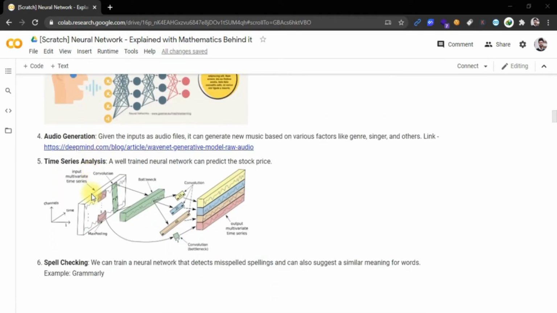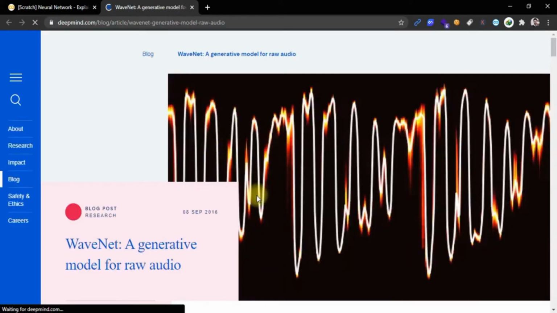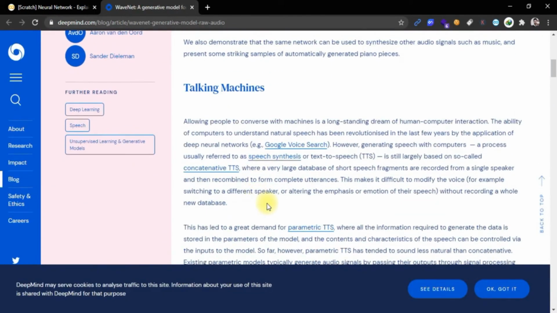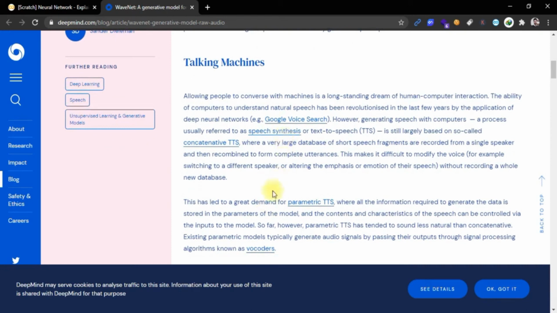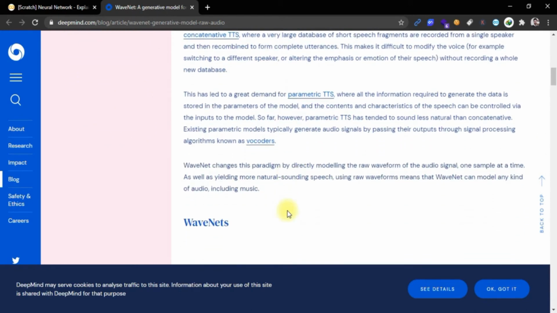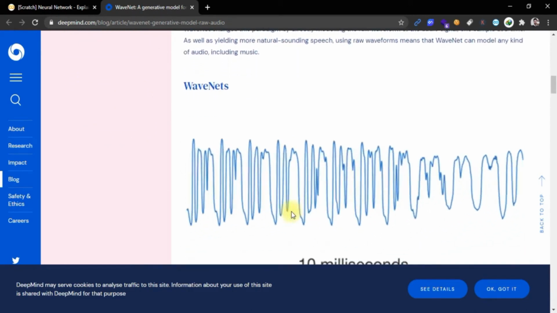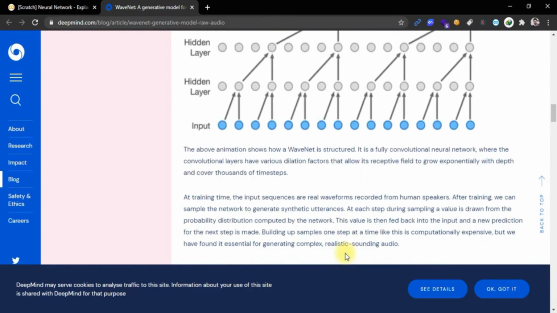The next thing is audio generation. Audio generation is when you give some input files as input to the neural network, and it can generate music based on that genre or singer or other similar things. You can have a full view on the link that I gave there. It has the total information about Google voice search, voice encoders, decoders, how the waves work and how you can generate music.